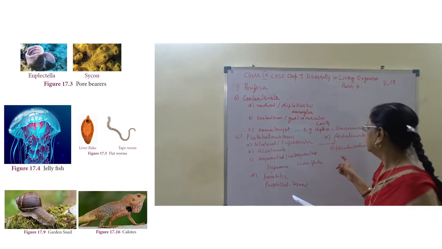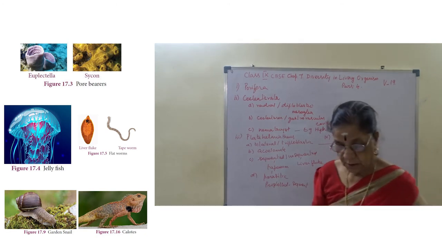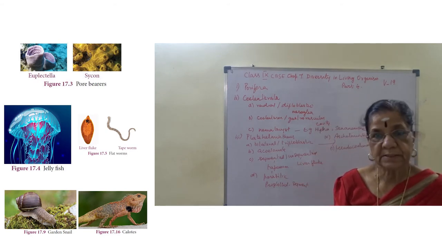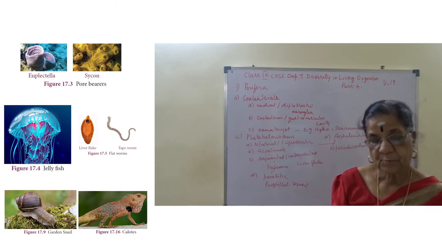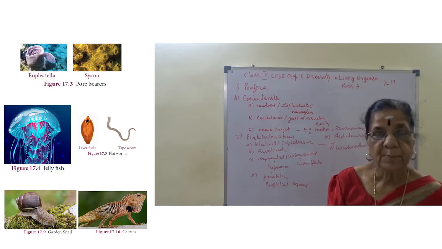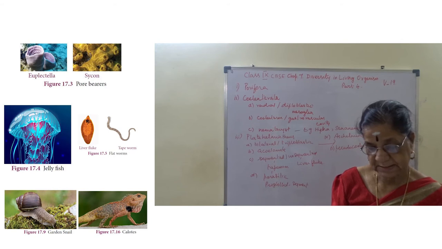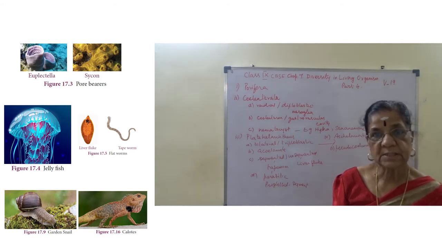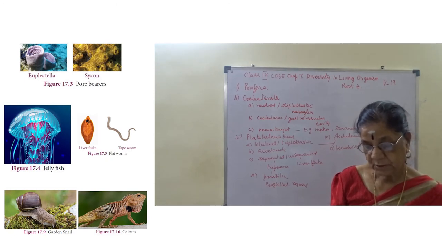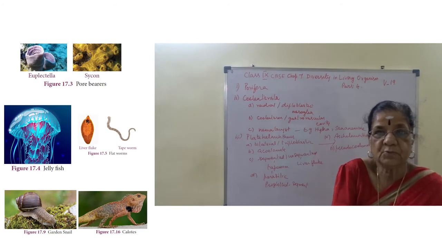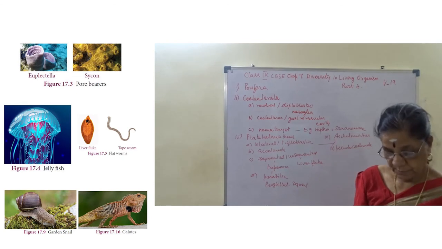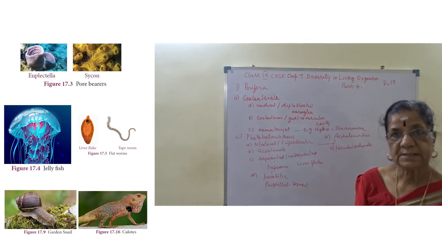Right, the next one, phylum Aschelminthes or Nematoda. They are bilaterally symmetrical, triploblastic, and the body is cylindrical, unsegmented, and mostly parasitic, causing diseases. Elephantiasis is caused by the filarial worm. Intestinal worms include roundworm and pinworm, the worms that children get in the stomach. I hope you understand this.